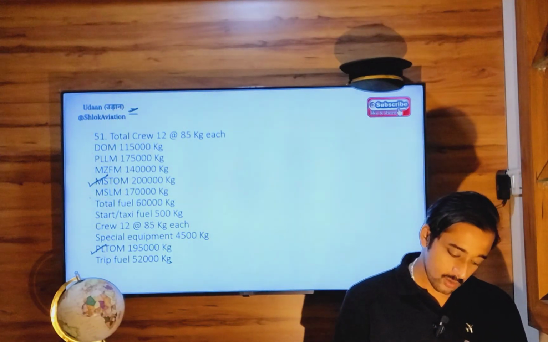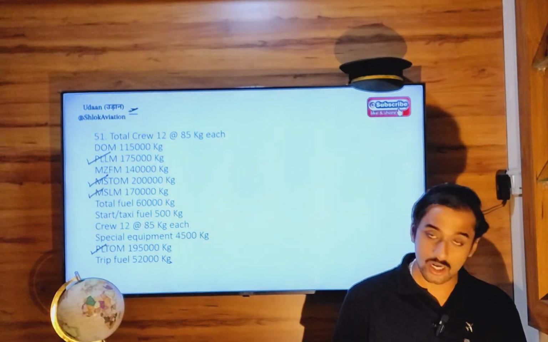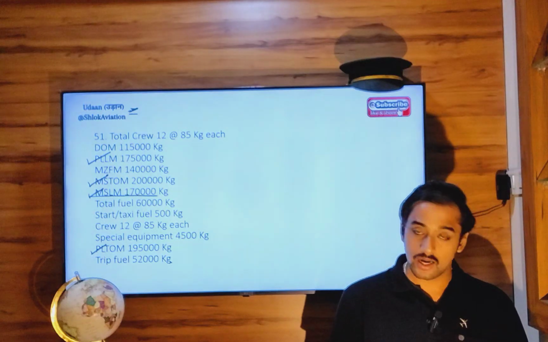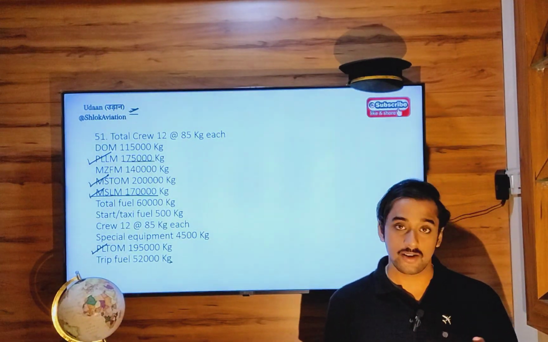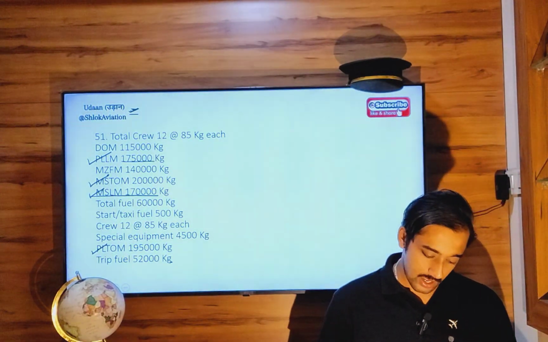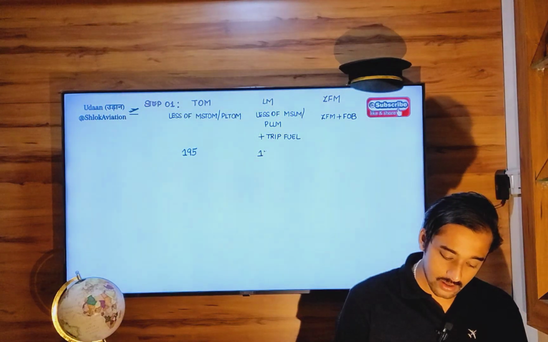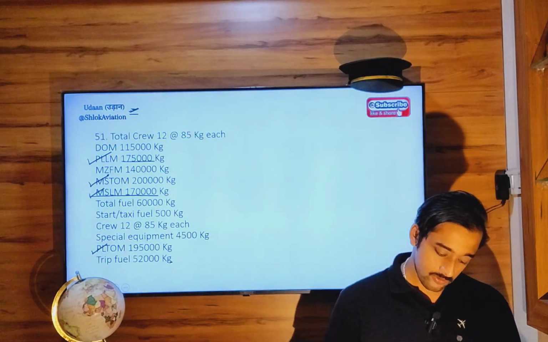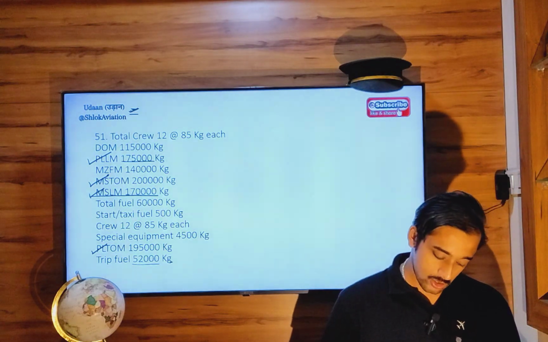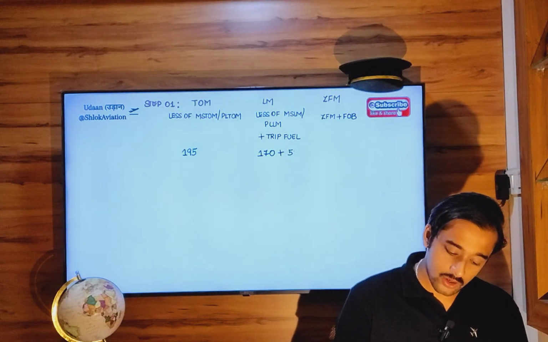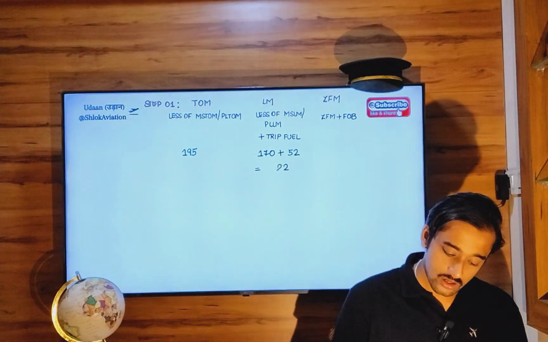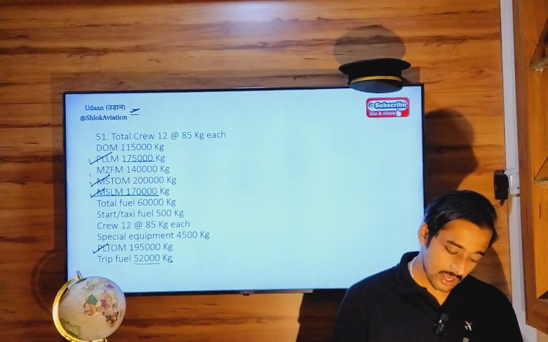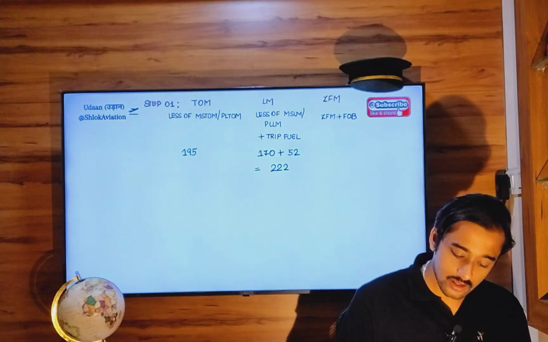Next, between performance limited landing mass and maximum structural landing mass, 170, that is 1,70,000 is less than 1,75,000. So we are going to use the value 170 here and add trip fuel to this. Now what is trip fuel? It is 52,000. So 170 plus 52, which is 222. Next, zero fuel mass is 1,40,000, so 140.